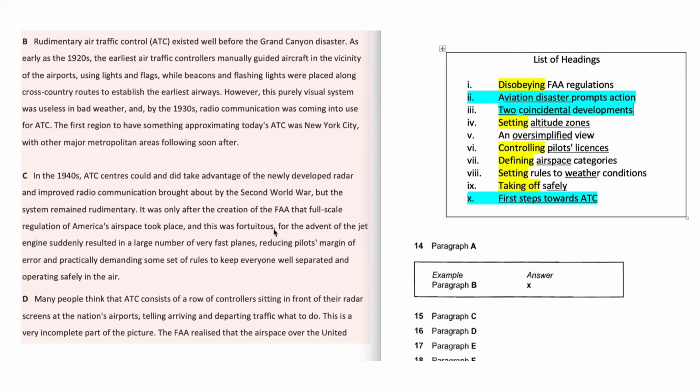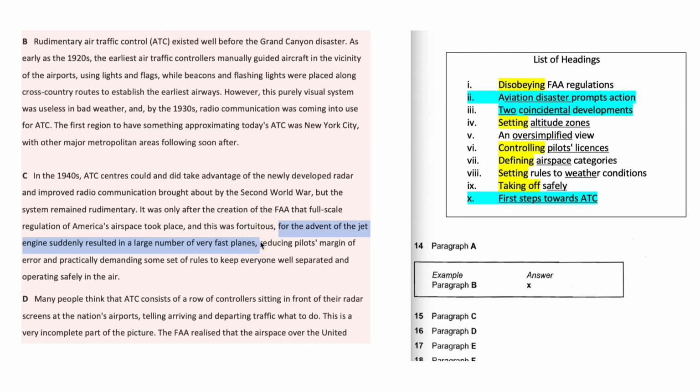Okay, now if, let's say, you didn't know the word fortuitous, would that be a problem? It would partly be a problem, but you still have the 2 developments that you can clearly see, and it's basically these 2. So you could still be lucky enough to guess or to realize that number 3 is the right paragraph for C.